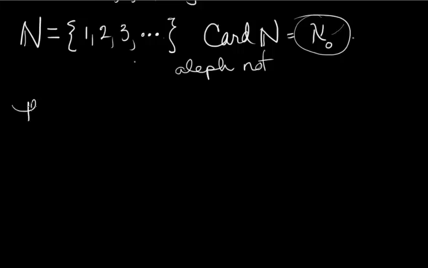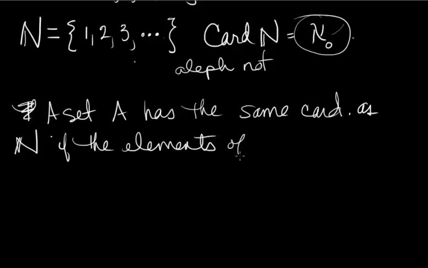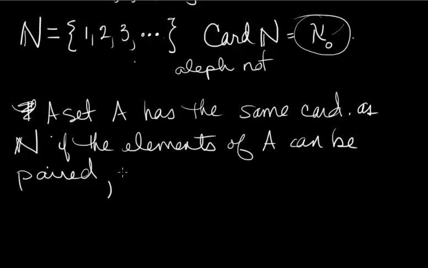And we will say that a set A has the same cardinality as N, our natural numbers, the cardinality Aleph Naught, if the elements of A can be paired one-to-one with the natural numbers.